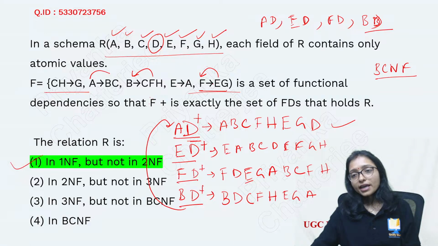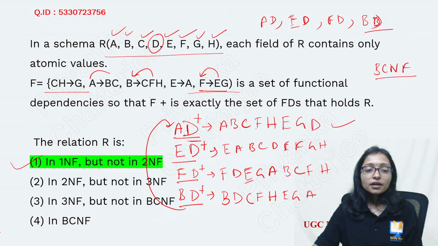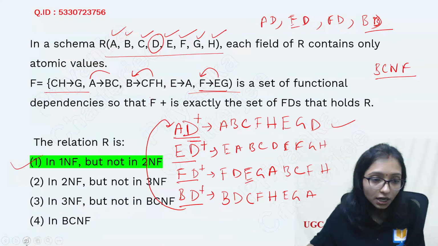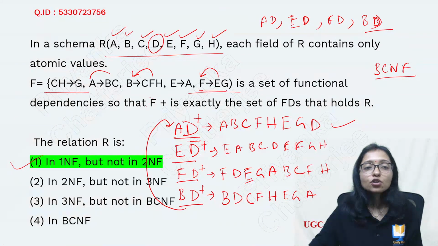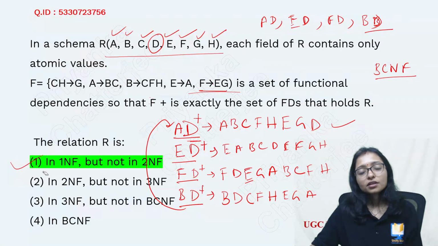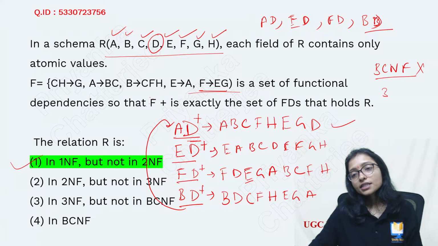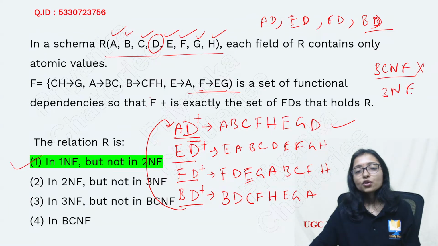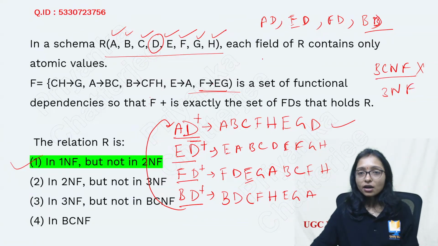For BCNF, I have to check that all left-hand sides should be candidate keys. Is every left-hand side a candidate key? No, this is not coming. So definitely this is wrong. Is it in 3NF? Non-prime to non-prime is not allowed.